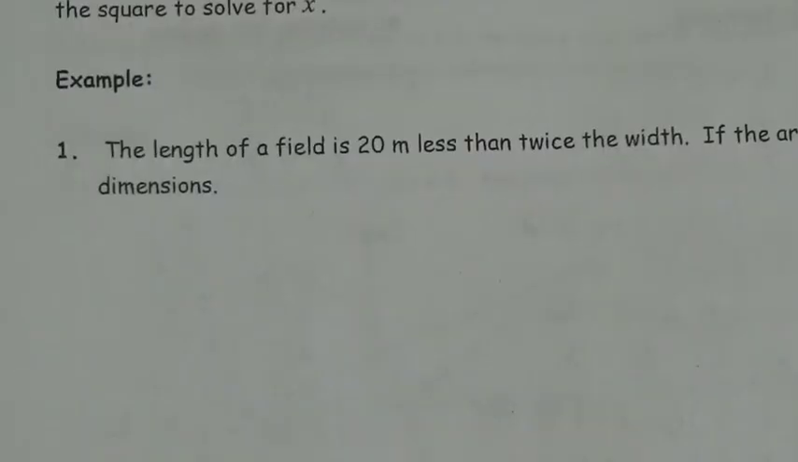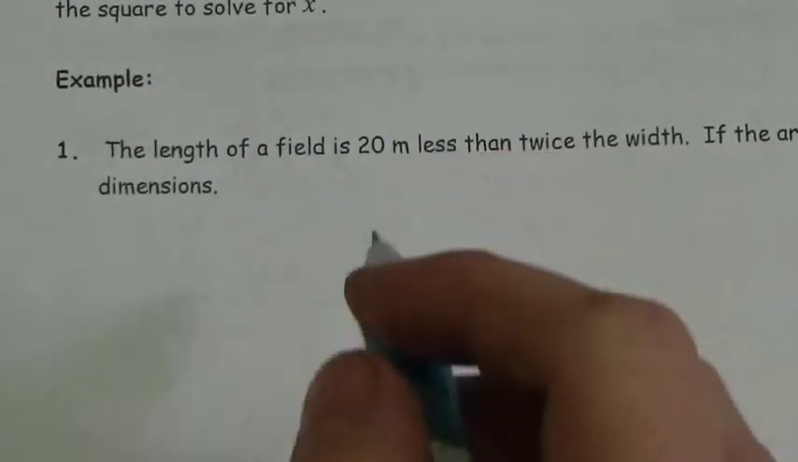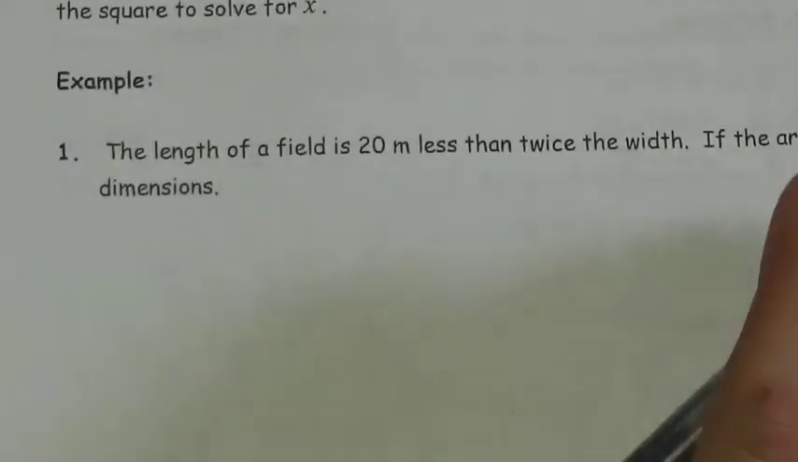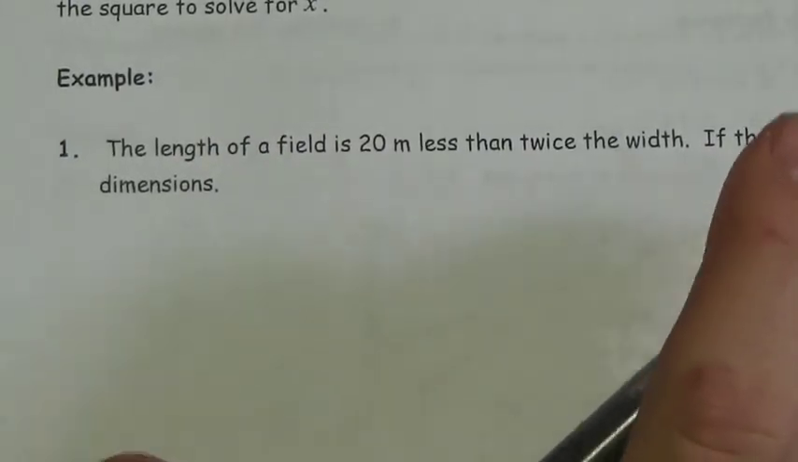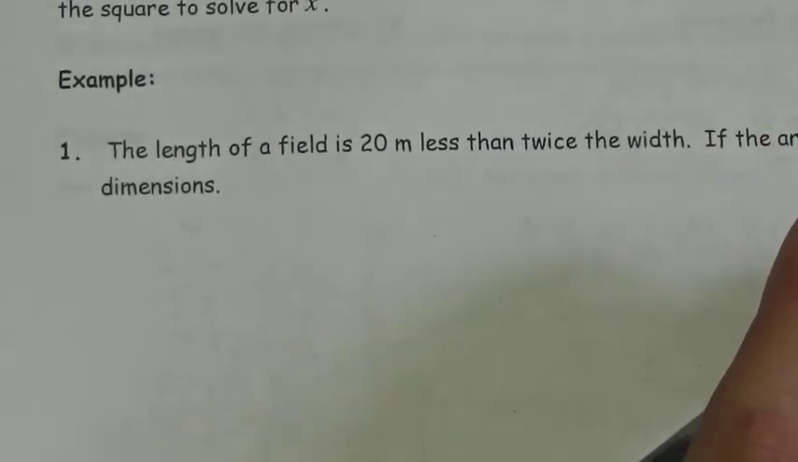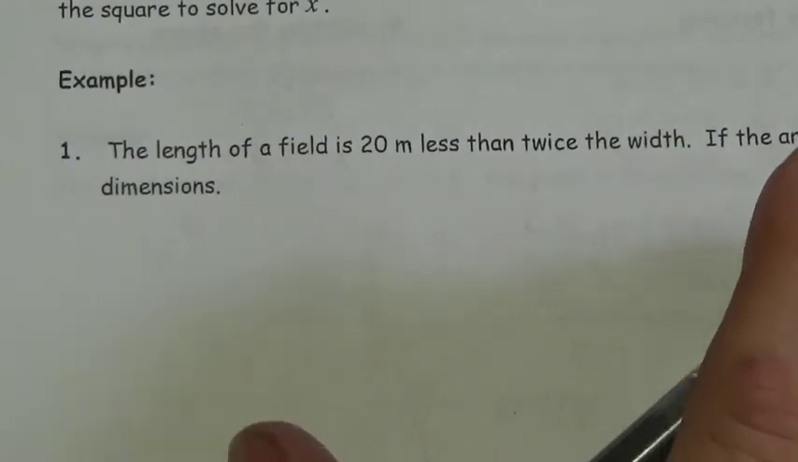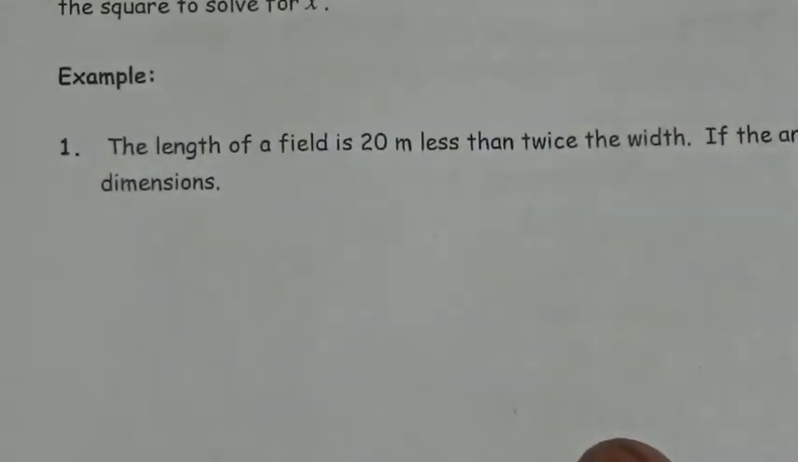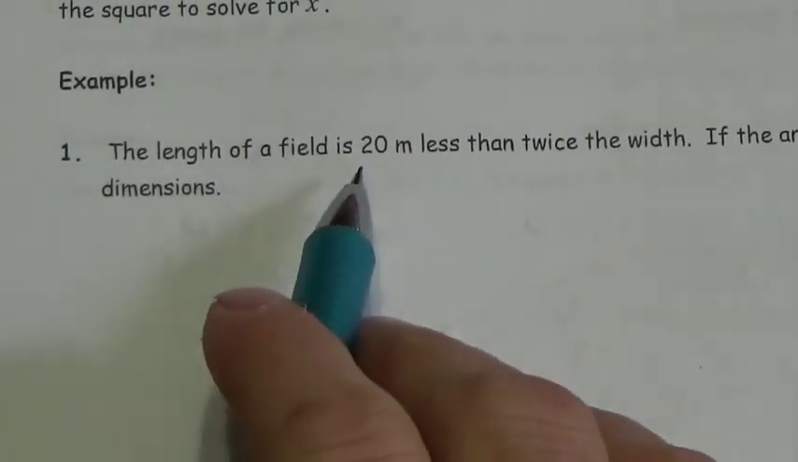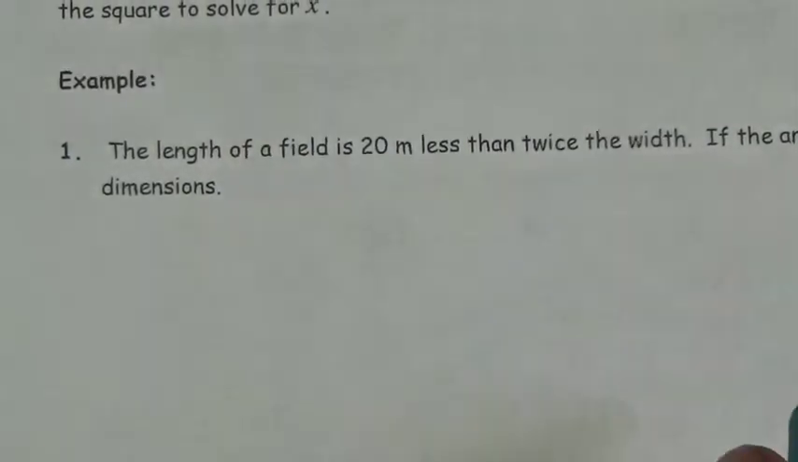All right, now we're going to solve some word problems related to what we've just been working on. Notice the question that I'm working on here, and you're going to see something very familiar about it, but there is something significantly different about the way this question's worded that requires a different approach than what we've been applying earlier. Notice the length of a field is 20 meters less than twice the width.